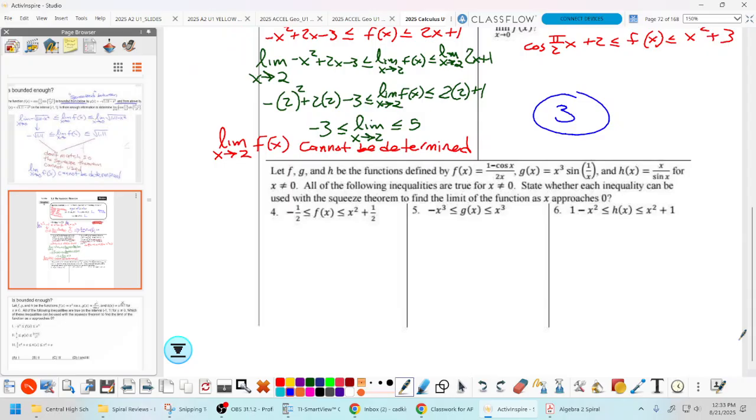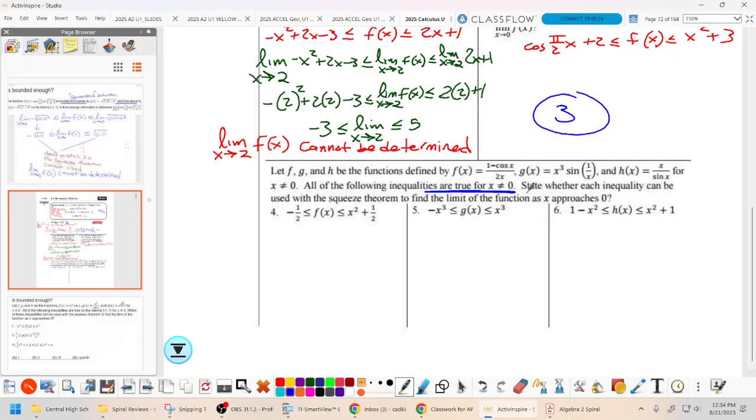Right, well then looking down at the bottom. So f, g, and h are functions defined as given there. Why does it say x not equal to 0? What's that saving us from? Well, yeah, kind of, but also just algebraically wrong, right? We can't have a 0 denominator. Okay, all of the following inequalities are true. So we don't have to go try to prove anything. They are true.